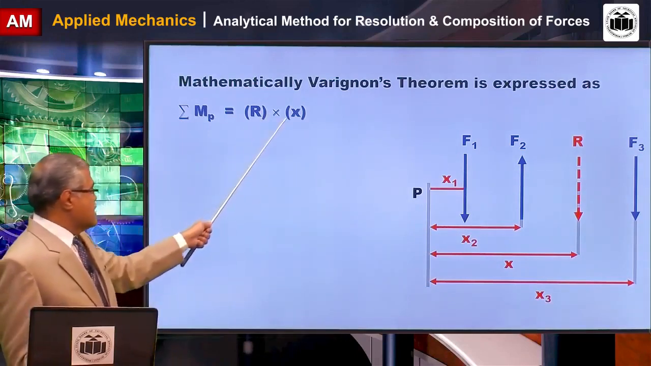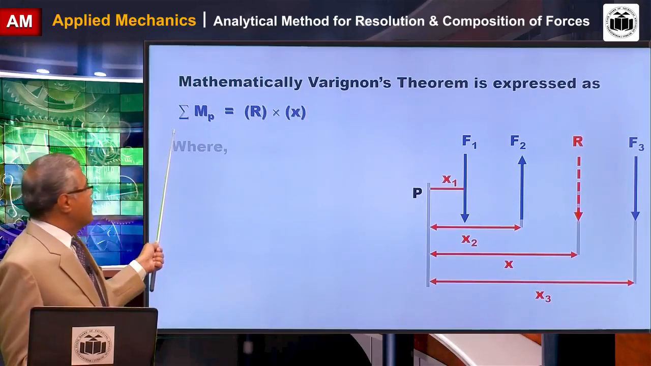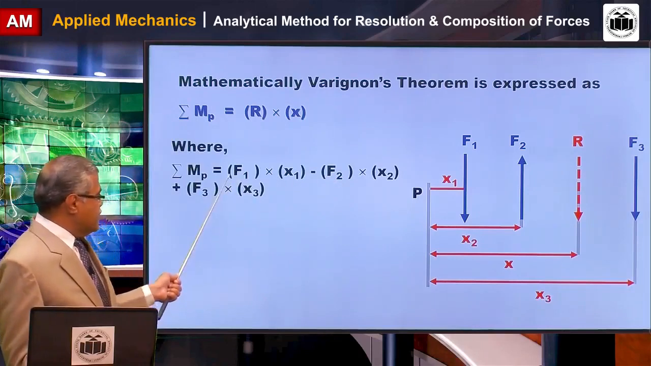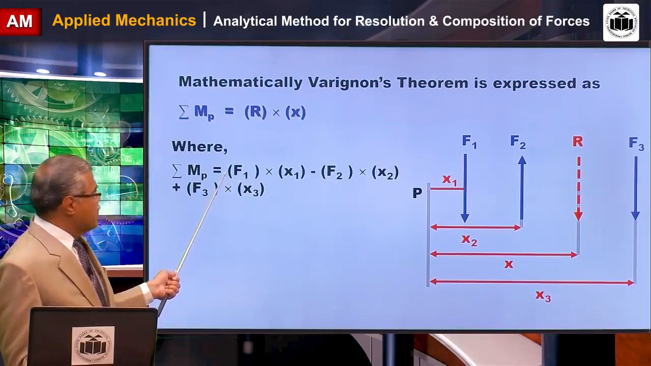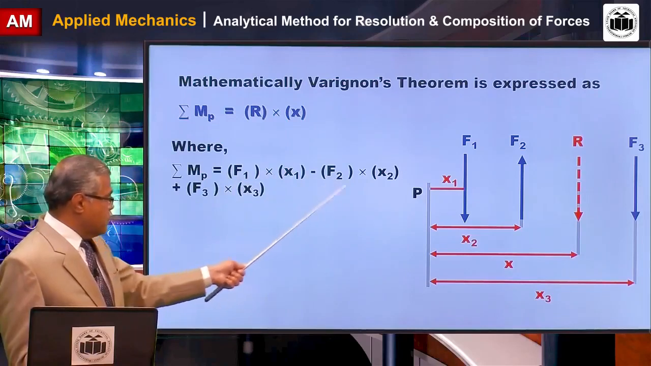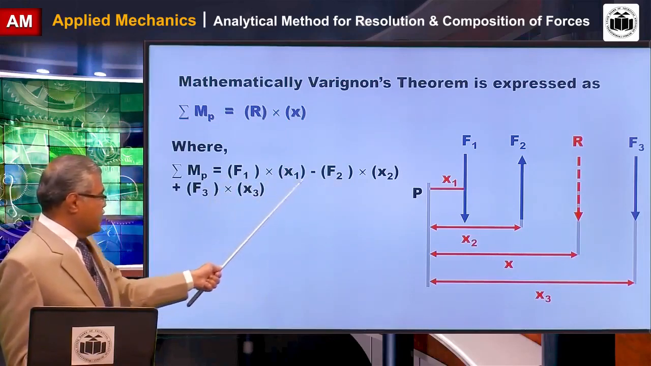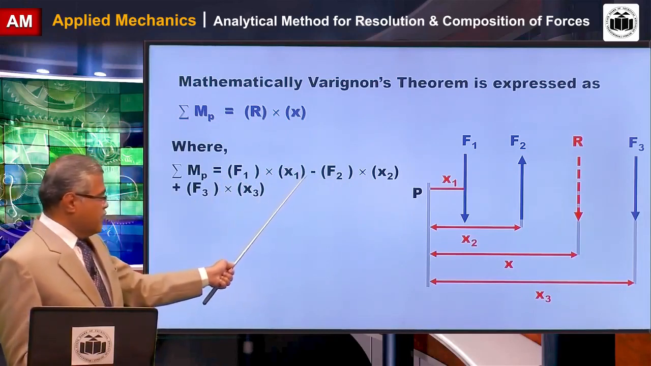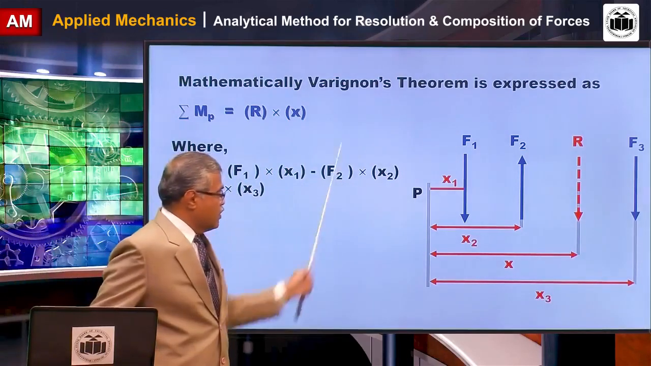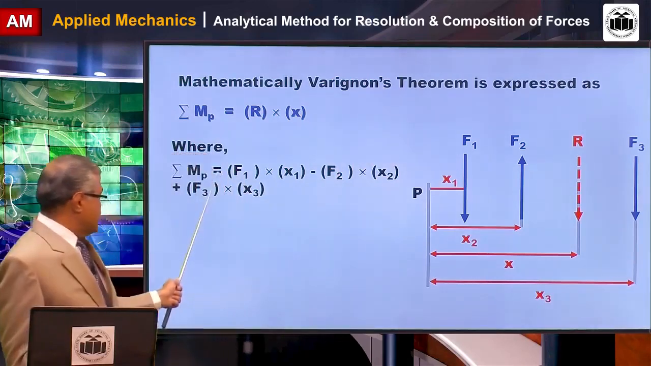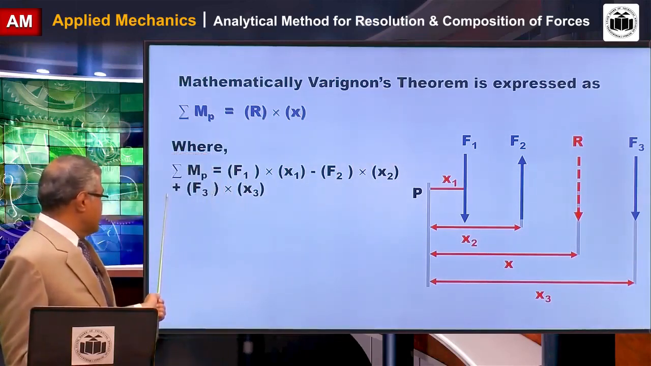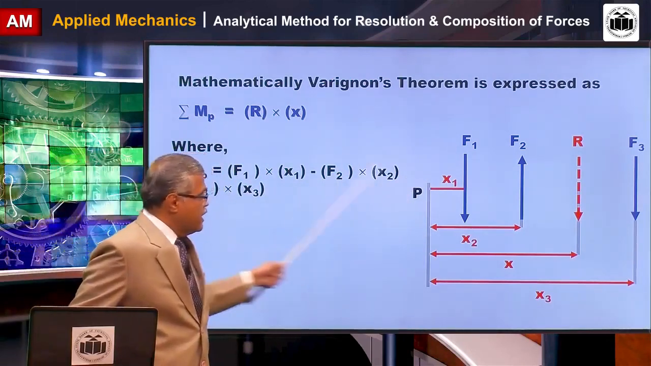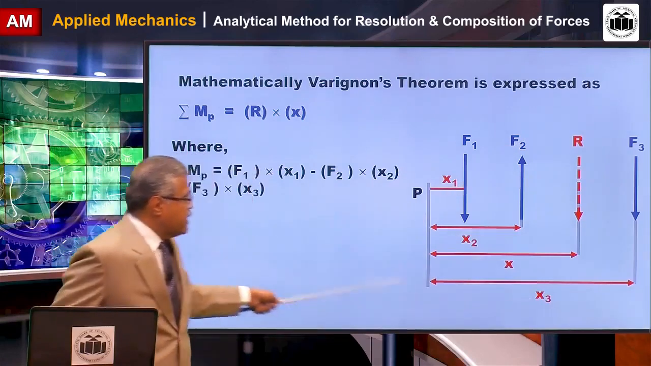To know distance x we need to find summation MP, which is determined in this fashion: the moments of all the forces about point P and their algebraic sum. So F1 into x1 minus F2 into x2 plus F3 into x3. The minus sign is taken because F2 produces an anti-clockwise moment, and the positive sign is there for F1 and F3 because the moment produced by F1 about point P is clockwise and the moment produced by F3 about point P is clockwise.